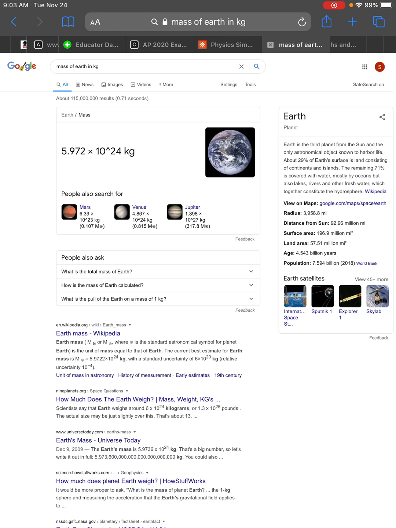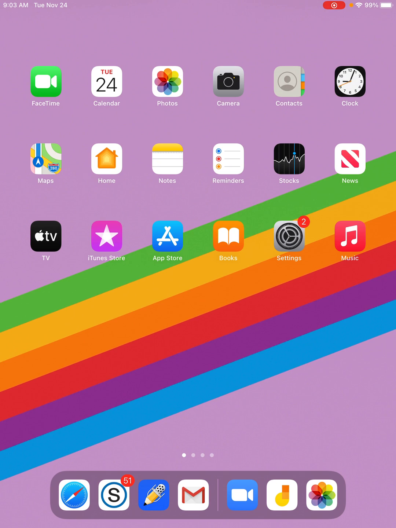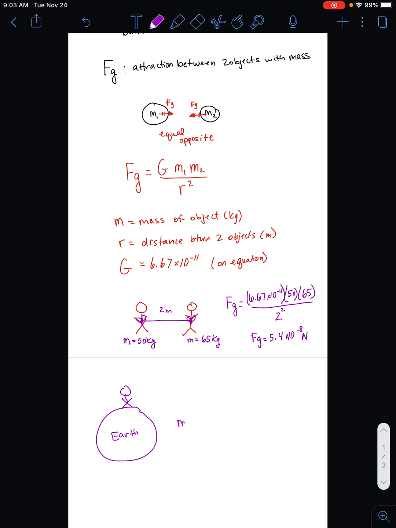So 5.97 times 10 to the 24th kilograms. That's the mass of the earth.